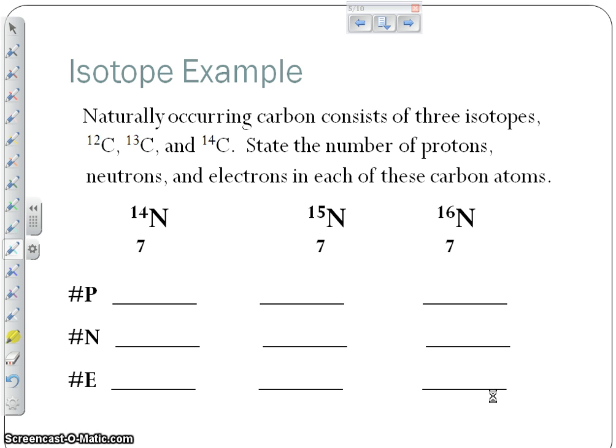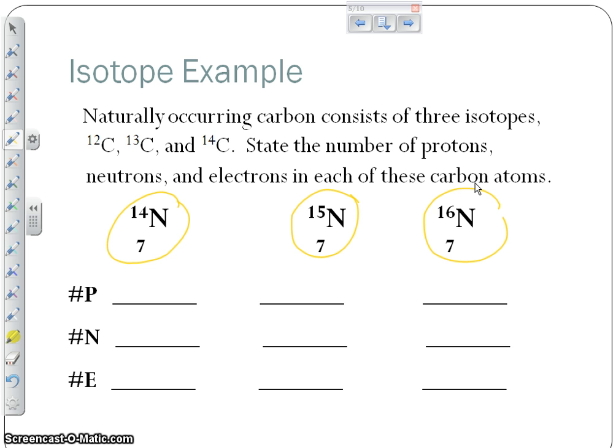So what I need from you is I need you to go ahead and take a second, so give the video a pause, and see if you can figure out what the different numbers of protons, neutrons, and electrons are for these different isotopes. Okay, so we've got 3 different isotopes of nitrogen. See if you can tell me how many protons, how many neutrons, and how many electrons are in each one.